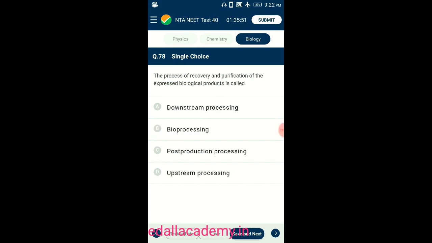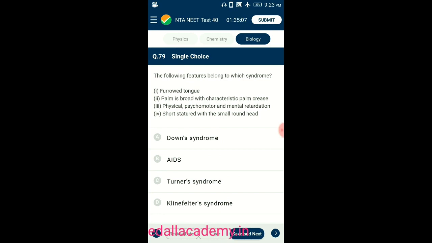Question number 78. The process of recovery and purification of expressed biological product is called. After completion of the biosynthetic stage, the product has to be subjected through a series of processes before it is ready for marketing as a finished product. The processes including separation and purification are referred to as downstream processing. So the answer for this question is option A. Downstream processing is the process.